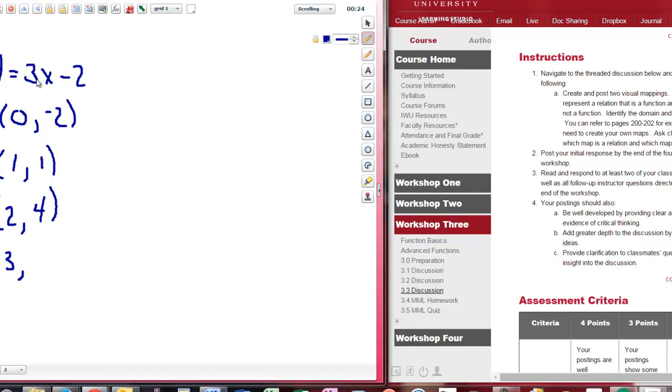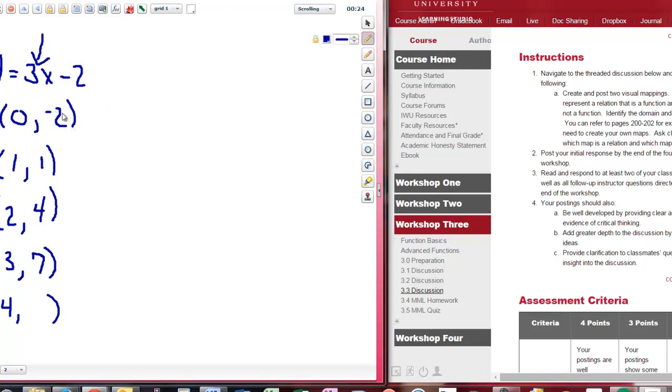3 comma, okay, 3 times 3 is 9, 9 minus 2 is 7. Now if you notice here, each time I go up 1 for the x, it so far has gone up 3 on the y because the slope is right there, which is 3 over 1. And so since it's 3 over 1, every 1 I go up on the x, I go 3 up on the y.